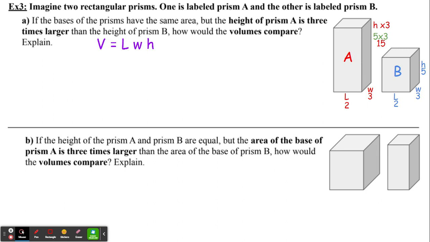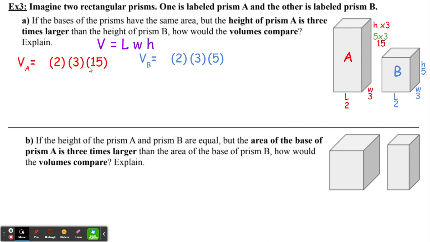Let's see what happens to the overall volume then. Okay, so for prism A, if we do length times width times height versus prism B, you go 2 times 3 times 15, because for A the length is 2, the width is 3, and the height is 15. And then prism B, it's 2 times 3 times just 5, because it's a quantity of 15 divided by 3 for the height.